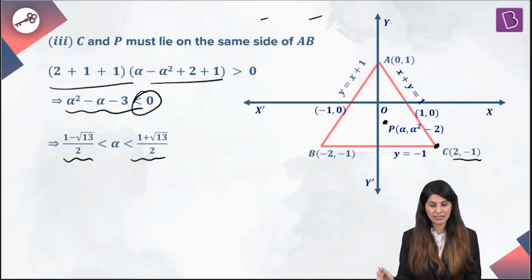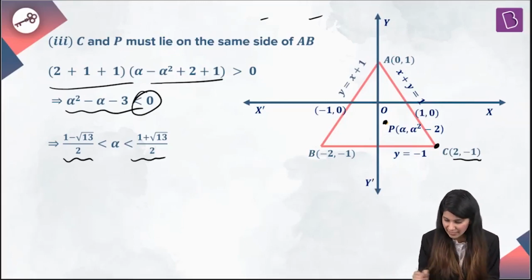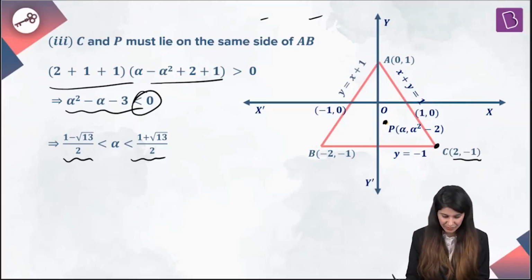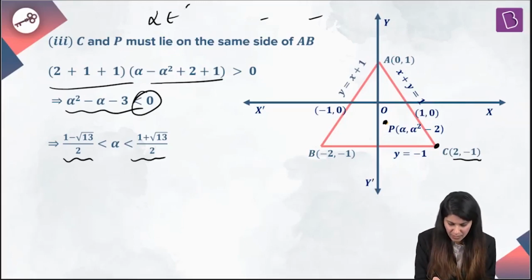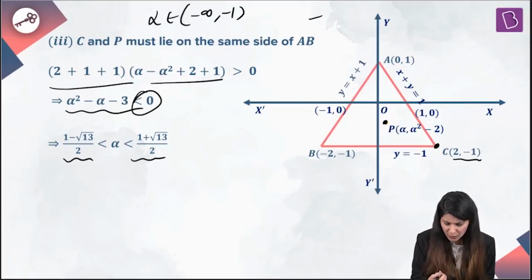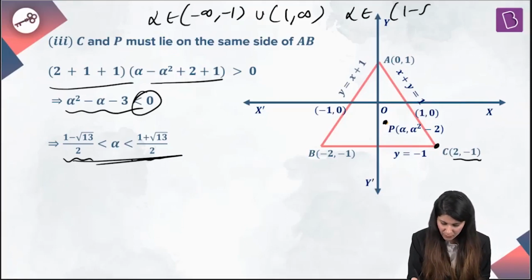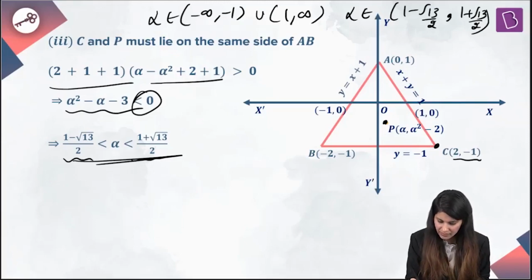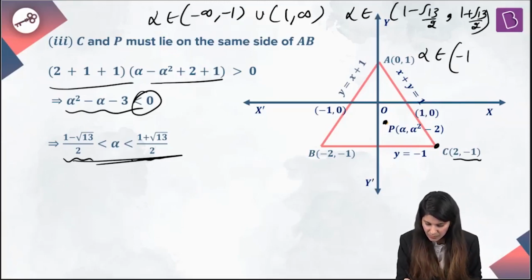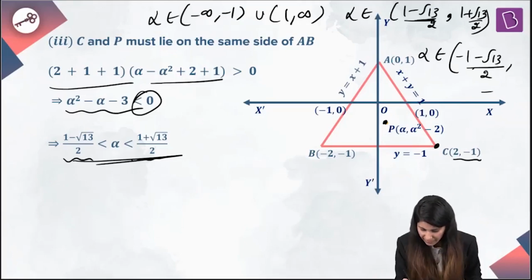So there are actually 3 values of alpha. Let's list them here. Alpha belongs to minus infinity to minus 1, union 1 to infinity. Alpha belongs to 1 minus root 13 by 2, comma 1 plus root 13 by 2. And the third, alpha belongs to minus 1 minus root 13 by 2 and minus 1 plus root 13 by 2.